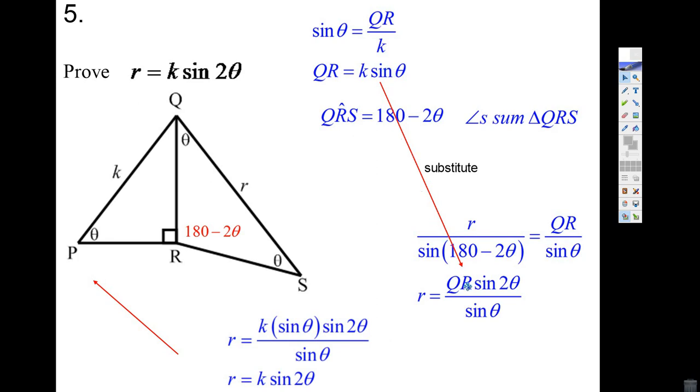So all you do is substitute. Rub out that QR and put K sine theta. Ooh, look, sine theta divided by sine theta, that cancels. And we're left with our answer. R equals K times the sine of 2 theta. And there you go. That's the answer.